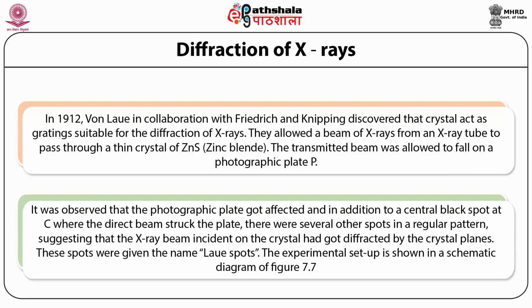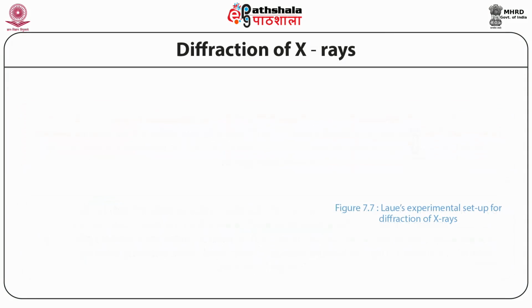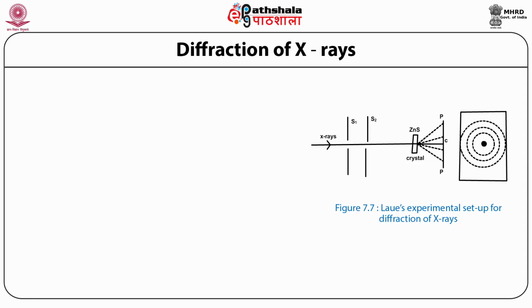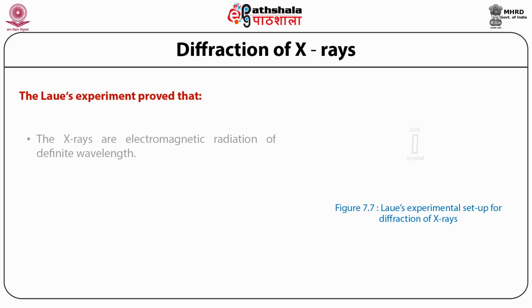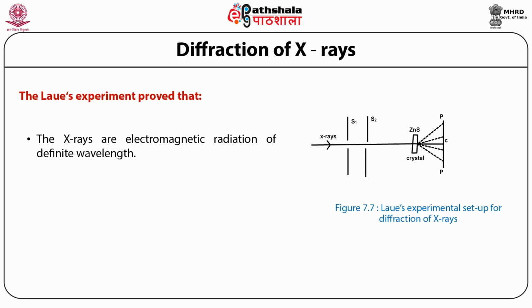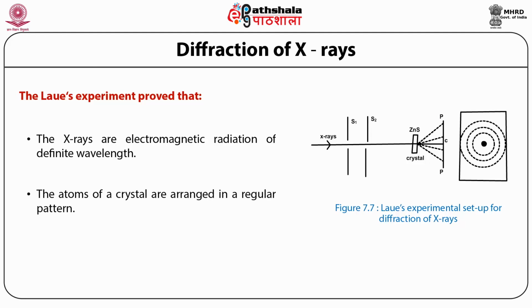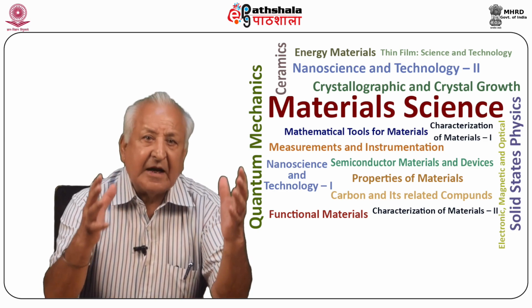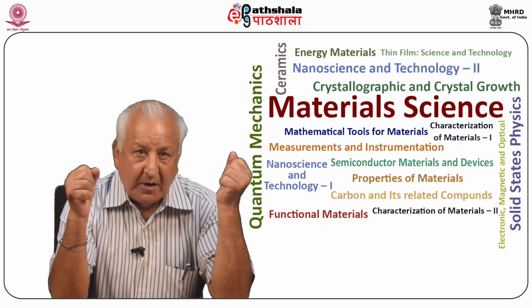The experimental setup is shown in a schematic diagram of figure 7.7. Figure 7.7 shows the Laue experimental setup for diffraction of X-rays. The Laue experiment proved that X-rays are electromagnetic radiation of definite wavelength. The atoms of a crystal are arranged in a regular pattern. Now let me explain Bragg's law.